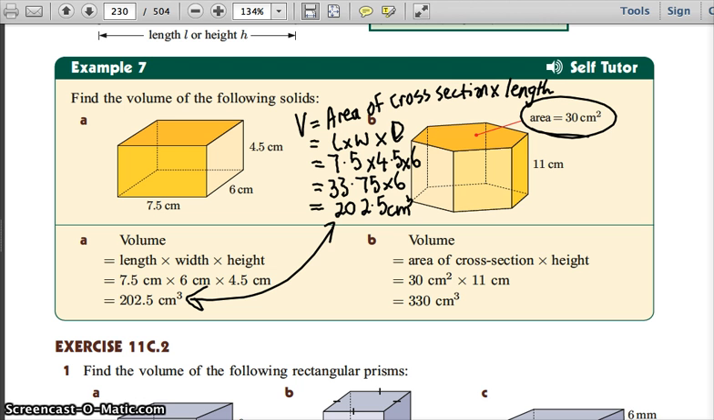Have you ever seen little sugar cubes? Hands up if you've had a little sugar cube in your hand, or you've at least seen one? Almost all of you. What it's saying is if that cube of sugar was a cubic centimetre, there'd be 202 and a half of them in that shape if the measurements were that. In this hexagonal shape, there's 330 of those cubes that would fit in if it was 11 centimetres with an area of the cross section of 30 centimetres. Because it's the amount of space that it takes up.